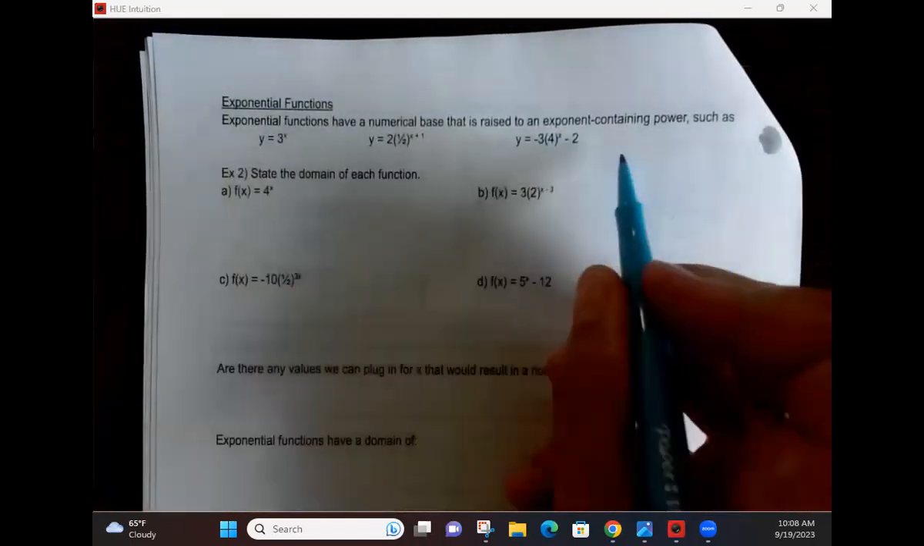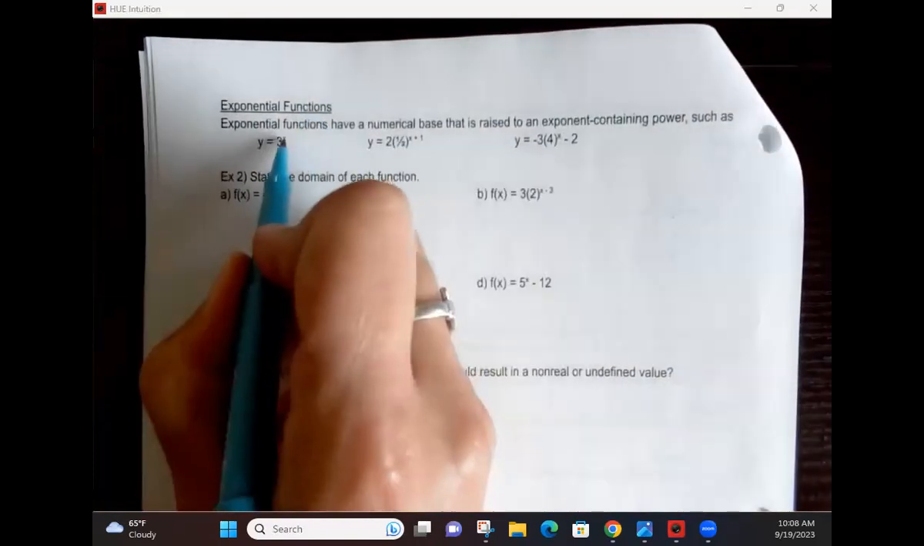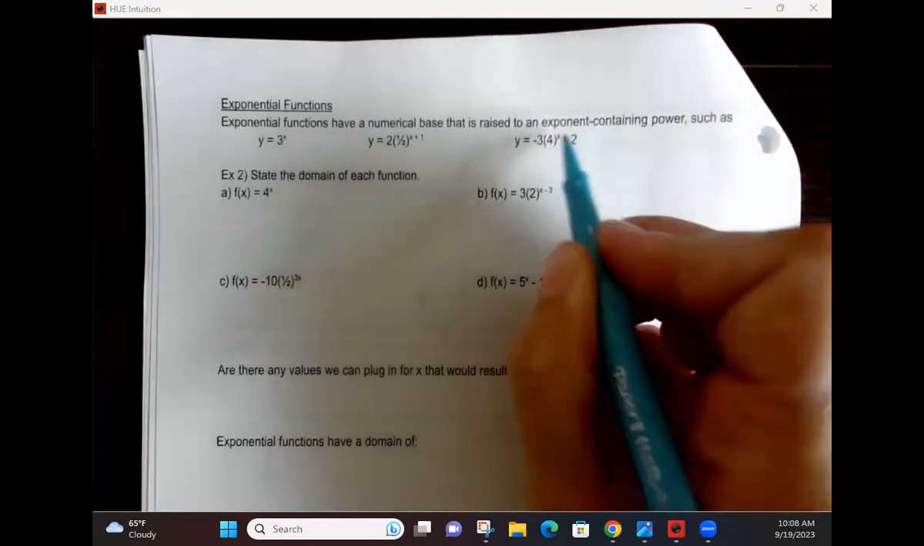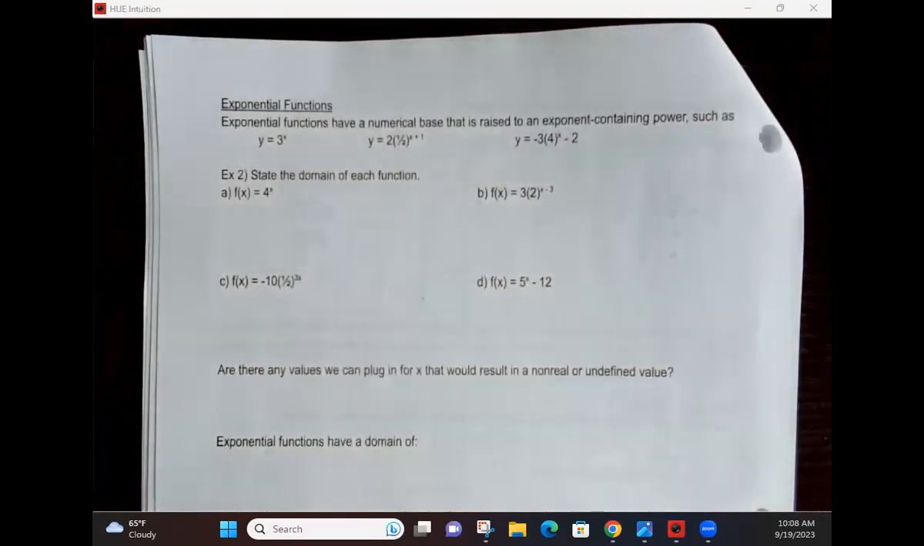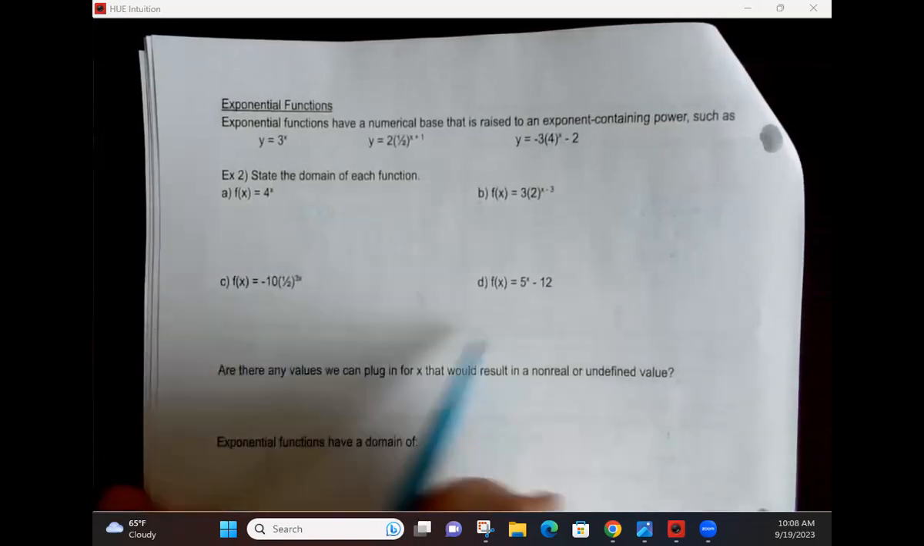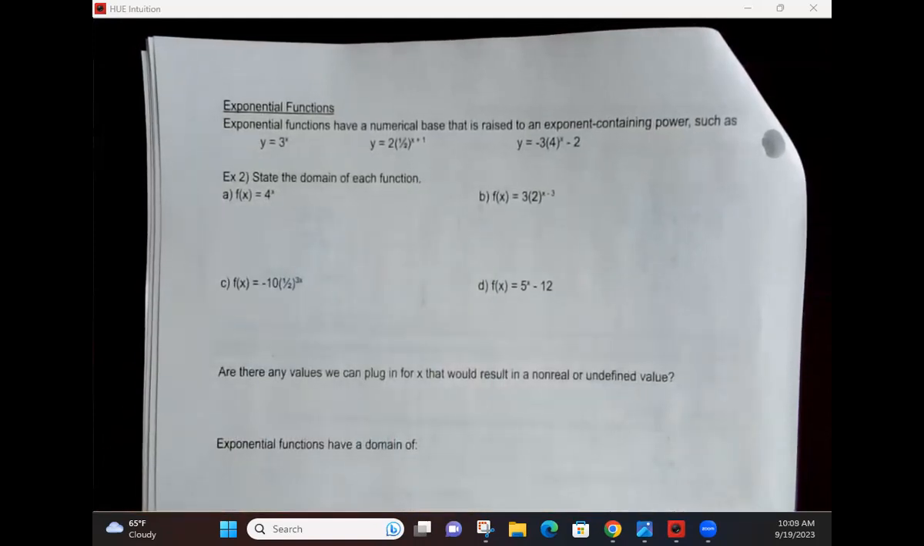So exponential functions would look like these. Notice you have a variable in the exponent. Even if there's other stuff in the exponent, that's okay. But you have a variable in the exponent. That's an exponential function. So let's talk about domain for these guys. If I am plugging a value in for x, and x lives in the exponent, for any of these, do I need to be concerned about taking the square root of a negative number? Are there any square roots here?